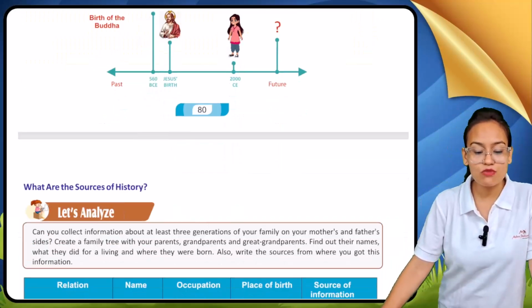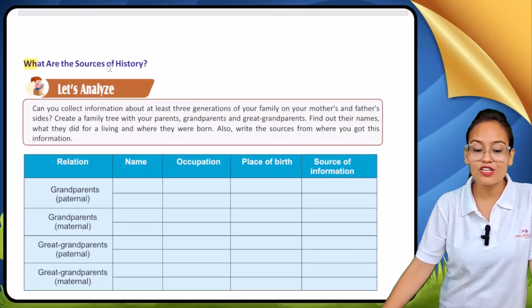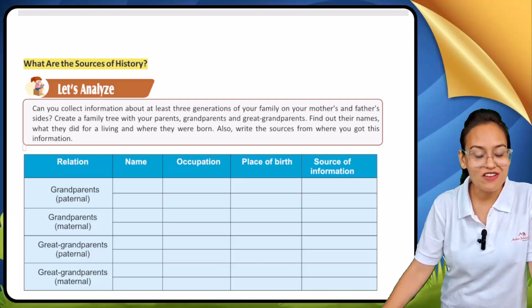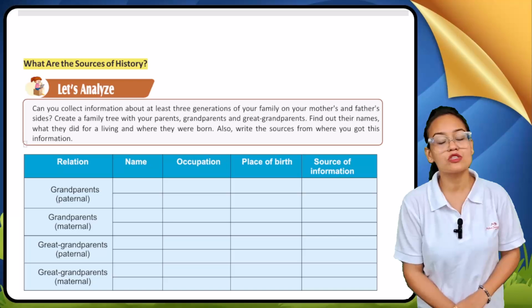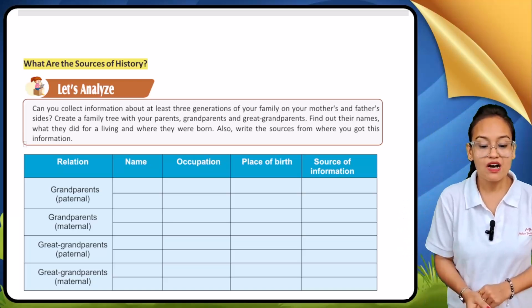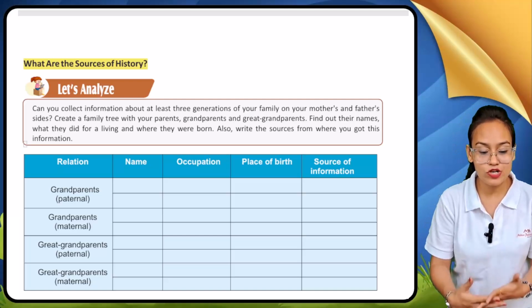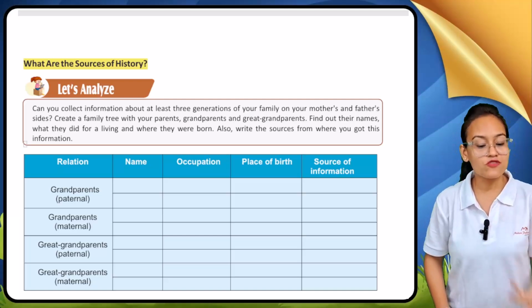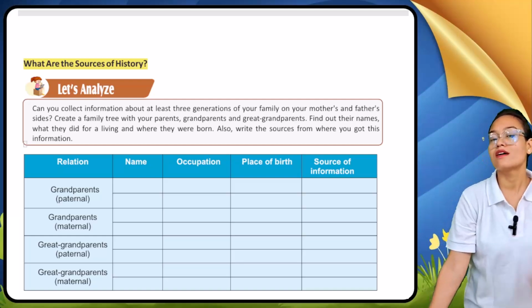Okay, now see what are the sources of our history. So this is for you, my dear student. Just have a look at your family and try to gather more and more information about your family history. Here is an activity given for you. Relation, name.